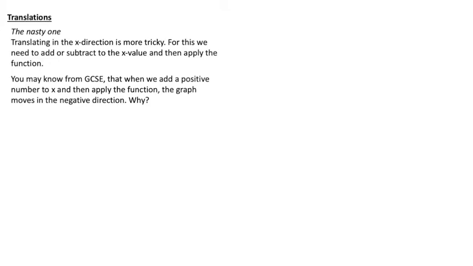Now, what you may or may not know is why that happens. It may be something you've learnt as a rule, or you may understand why it happens. But let's have a look at why it happens. So, as before, we think about what happens to values. This time, because we're first adding the a, x goes to x plus a, then we apply the function, and this gives us our y value for our original x value.